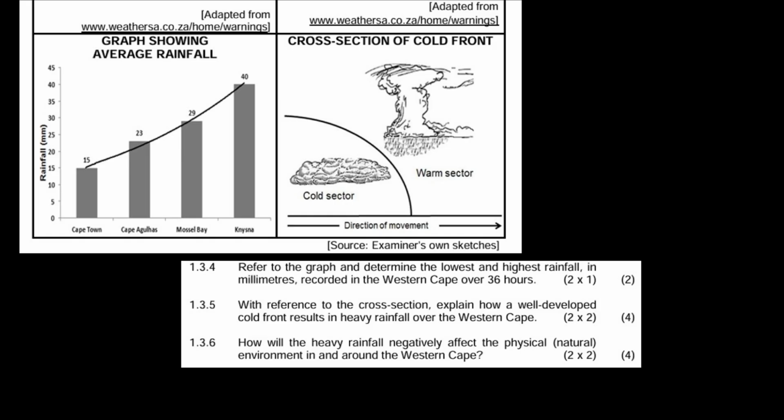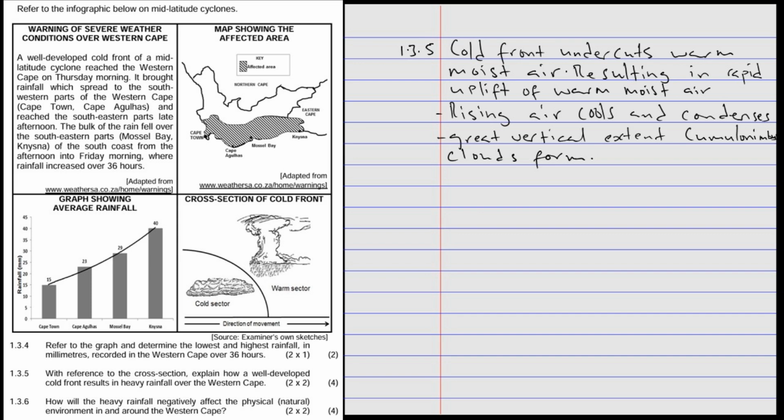1.3.5. With reference to the cross-section, explain how a well-developed cold front results in heavy rainfall over the Western Cape. A well-developed cold front contributes to heavy rainfall by forcing warm moist air rapidly upward as the cooler, dense air mass pushes underneath it, causing the rising air to cool, condense and form clouds that can produce significant precipitation.